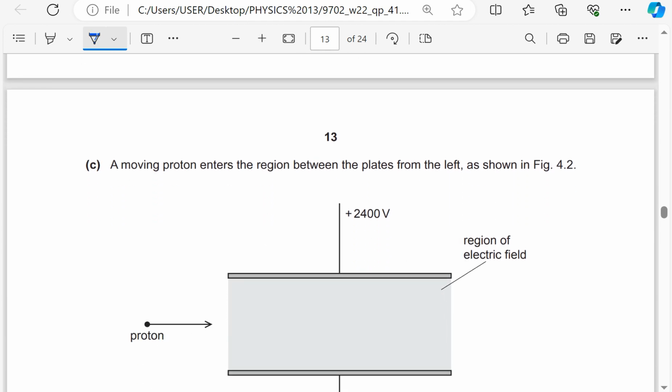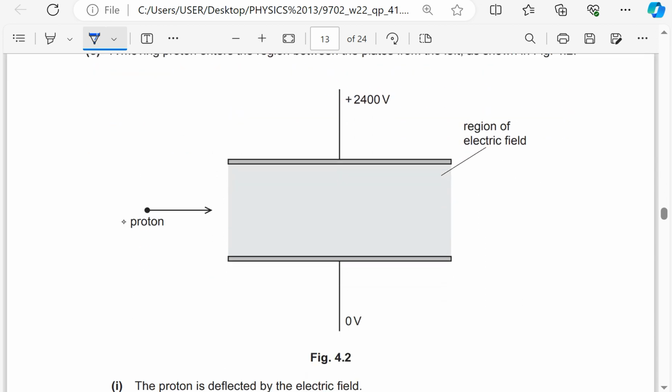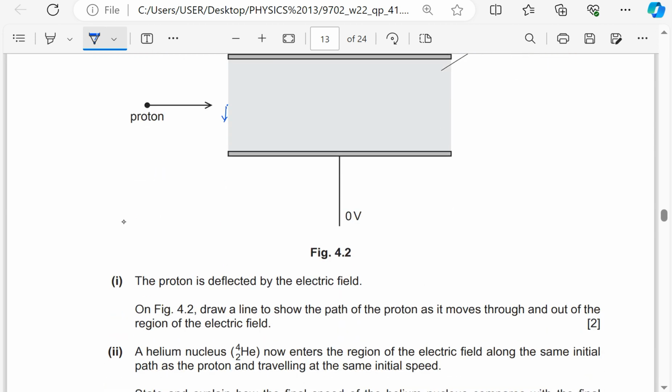A moving proton enters the region between the plates from the left, as shown in the figure. So it is a proton, which means it is positively charged. As soon as it enters the field here, the force on it is in the direction of the field. It is going to be downwards, so the path should be downwards. The proton is deflected by the electric field. On the figure, draw a line to show the path of the proton as it moves through and out of the region of the electric field.